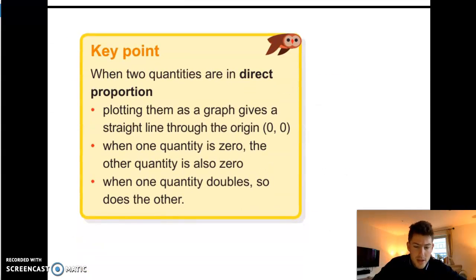So, once you've done the practice question, I want you to copy down this key point. When two quantities are in direct proportion, we're going to plot a graph and we're going to plot them through the origin 0, 0. When one quantity is 0, so obviously 0 Kit Kats cost £0, 0 bananas cost £0, and so on. But if 1 banana costs £2 and 2 bananas, we double it, it's £4.